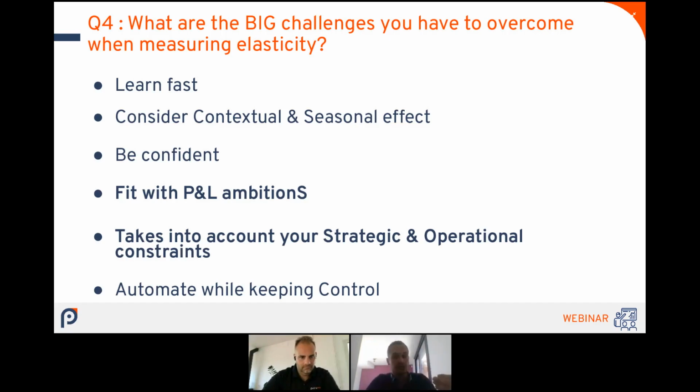So if you have operational constraints related to, I don't know, price change frequency, or price variation from one day to another, or a price change between one store and another, and so on, we are collecting this information, and our ambition is to deliver the relevant price fitting with your P&L ambitions, as well as with your own operational constraints.